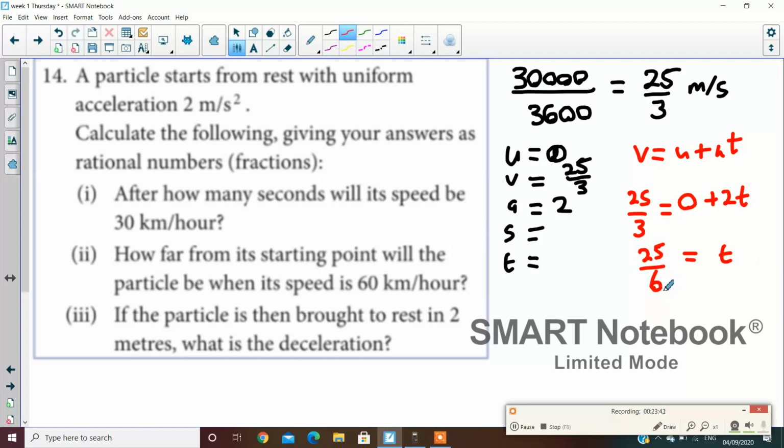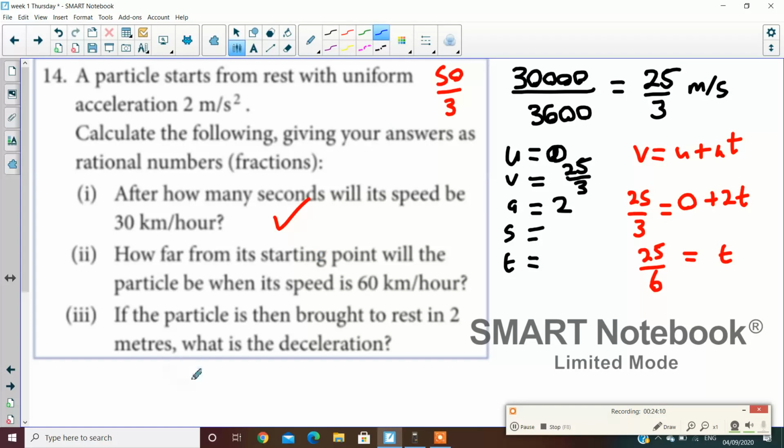Is that okay with you guys? 25/6? Awesome. How far from its starting point will the particle be when its speed is 60 kilometers per hour? How far from the starting point? So if 30 is 25/3, 60 will be 50/3.